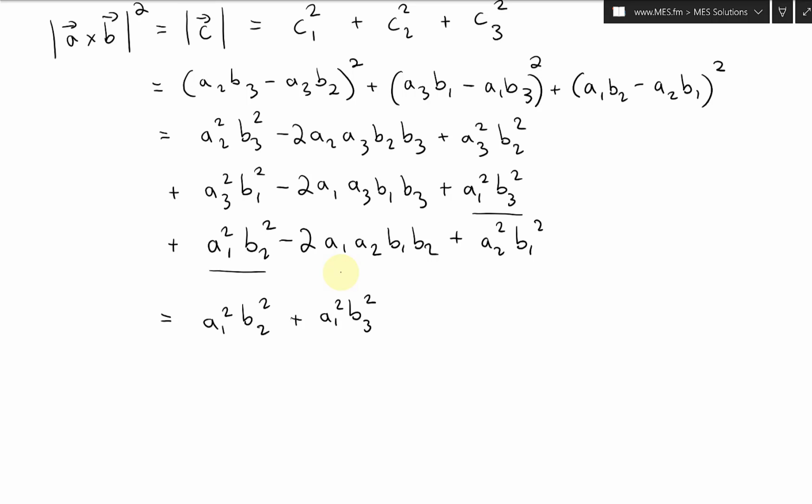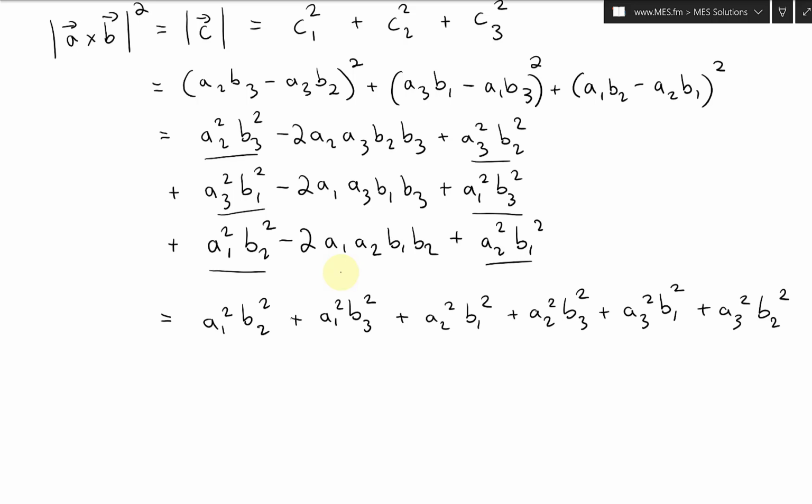The next one, there are no more ones. We'll look at the 2. So the 2 is this one right here, and that is just plus a2 squared, b1 squared. And the next 2 is over here, a2 with 3, b3 there. Plus a2 squared, b3 squared. And the next one is just a3 b1, a3 b2. Plus a3 squared, b1 squared. And then plus a3 squared, b2 squared, like that.